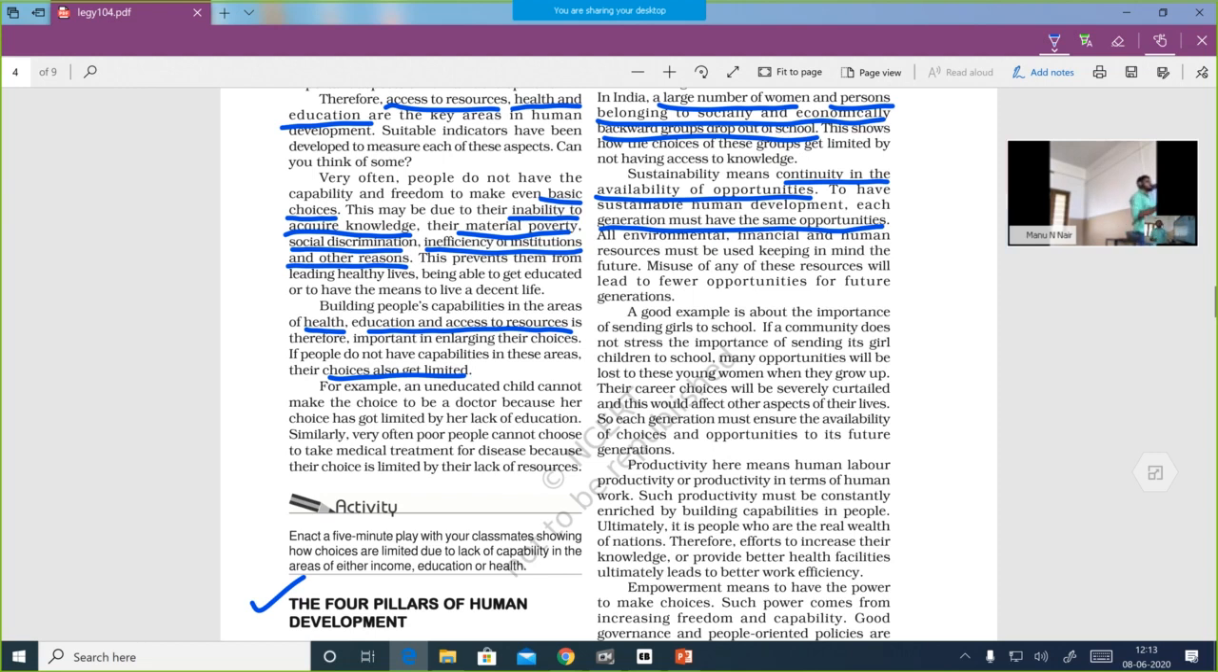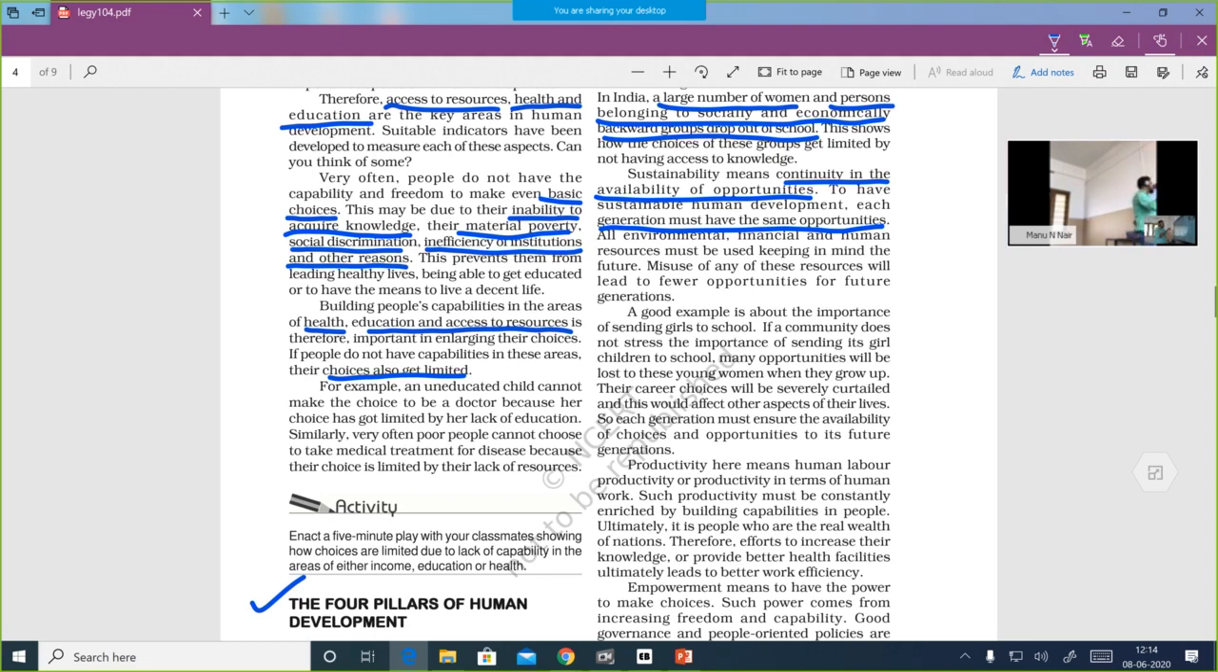You must have learned sustainable development. What is sustainable development? Sustainable development is a process in which we have to utilize our resources in such a way that our future generation should have access to it. The resources which we are using today should be available for our future generation also. That is called sustainable development. And here sustainability means the opportunities which are available to us should also be there for the future generation.